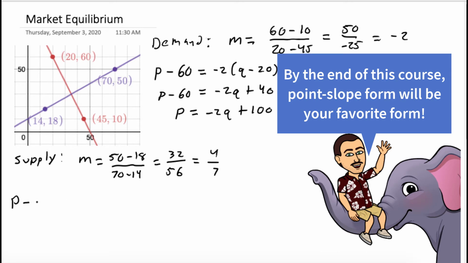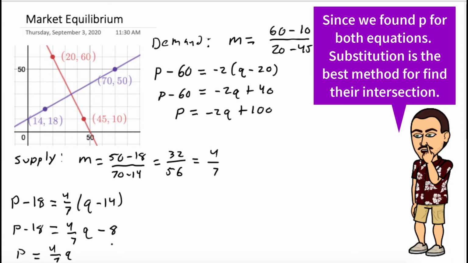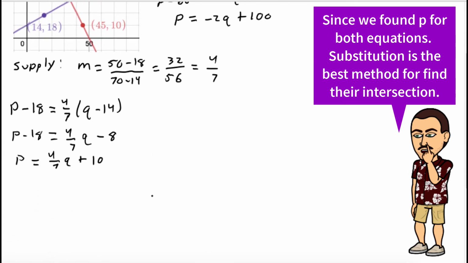So as with before, we have a point and we have a slope, so let's use point slope form. So P minus 18 is equal to the slope 4/7 times Q minus 14. And let's solve for P. So P minus 18, let's factor this 4/7 through. So 4/7 Q minus 14 times 4/7, which is 8. So P is equal to 4/7 Q plus 10.